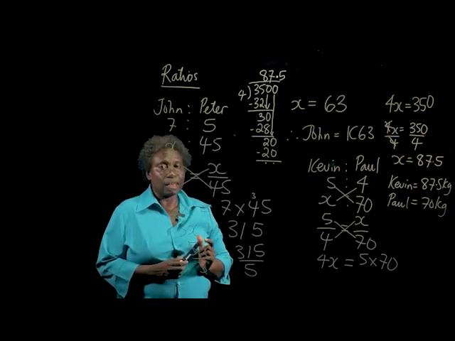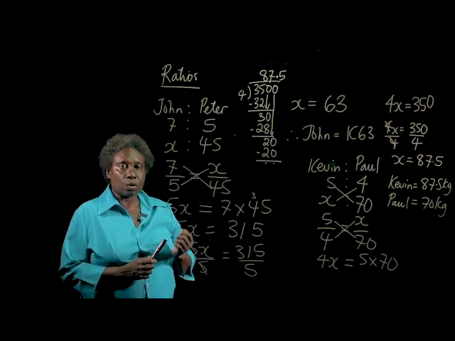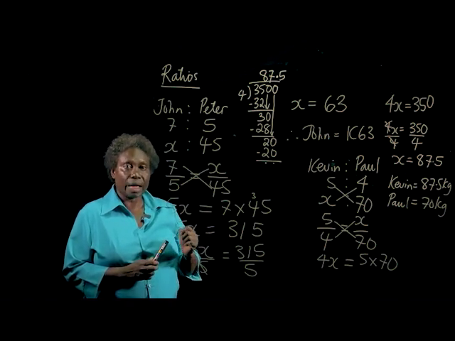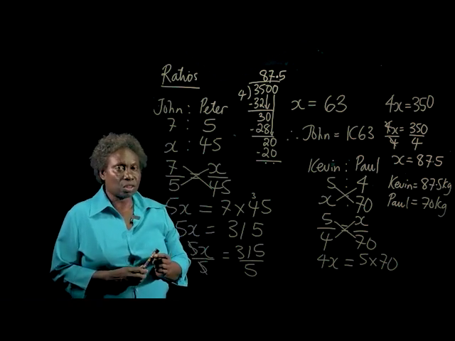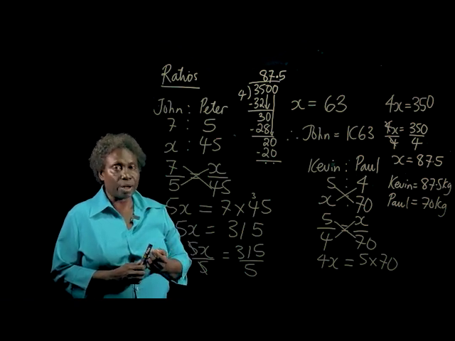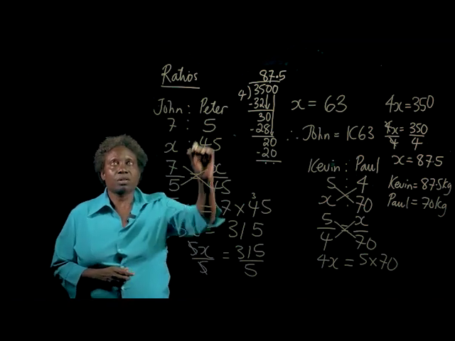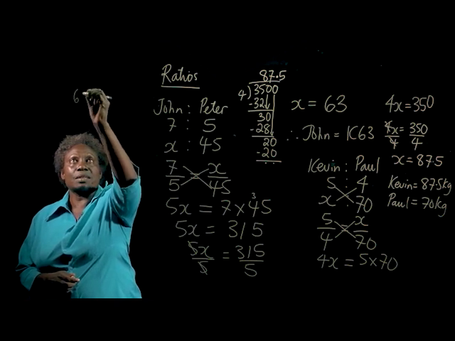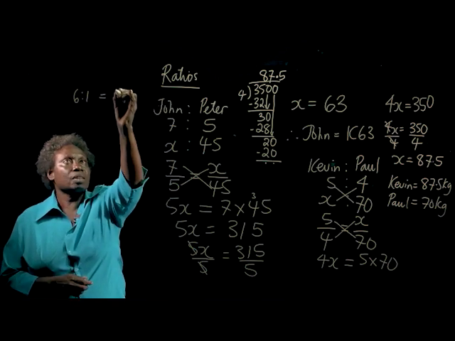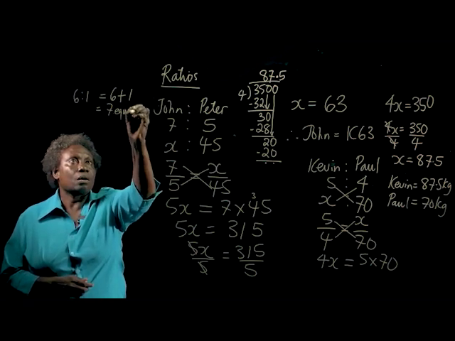Okay, let's look at a mixture of fuel, which consists of petrol and oil in a ratio of 6:1. Now we want to find out the fraction of petrol. So we know that 6:1 is equal to 6 plus 1, which gives us 7 equal parts.